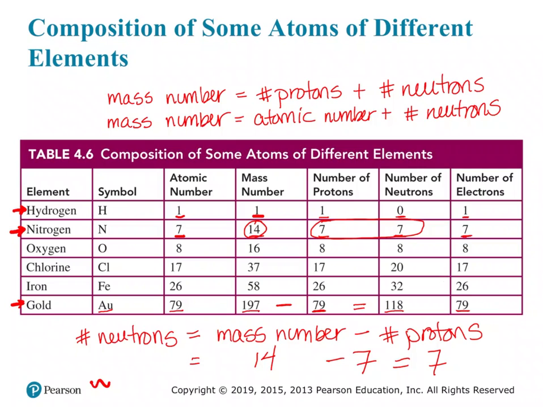So the first few elements are pretty easy to figure out, but once you start getting into more complex elements, it can be more difficult to figure out how many protons, neutrons, and electrons you have. Although I would argue that the most difficult thing to figure out is the number of neutrons.